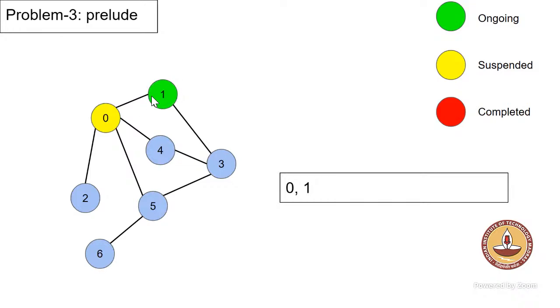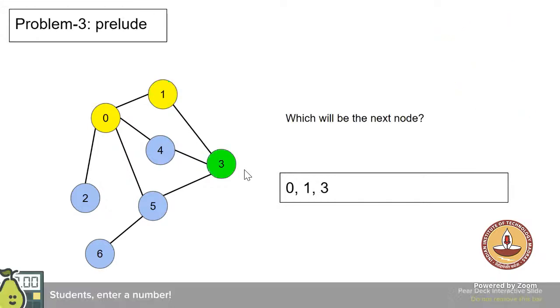So 1 is connected to 0 and 3. As 0 is already traversed, what is the next non-visited node? Which is 3. No tie here. And 3 is connected to 4, 5 and 1. As 1 is already visited, we won't visit 1 again.